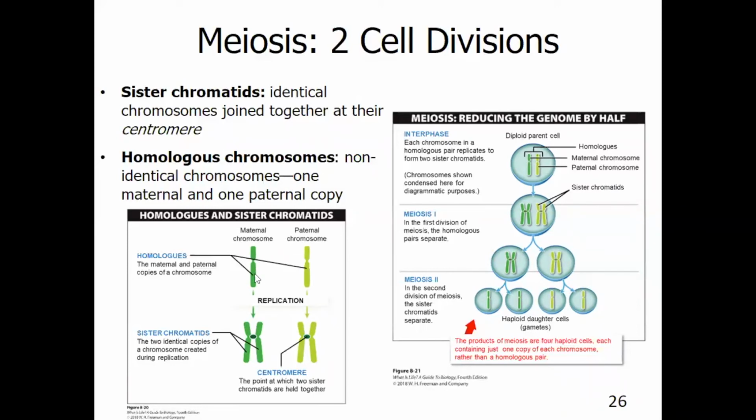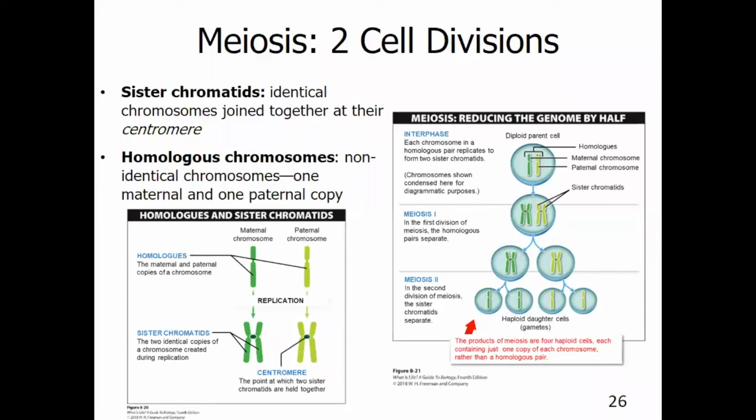Now, these chromosomes have the same genes. For example, this green chromosome from mom might have the gene for eye color, and this chromosome from dad might have the gene for eye color, but the actual instructions might be different. So for example, the eye color gene on the maternal chromosome might have the set of instructions for blue eyes, and the gene here on the paternal chromosome might have the set of instructions for brown eyes.